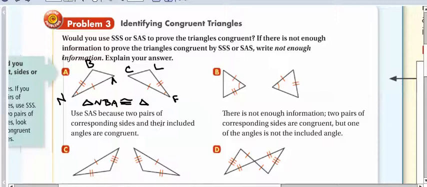Time out. This one started with the N, didn't it? Which is at the angle with the mark. This one has to start at the angle with the mark, so it's got to go to F. Now, this goes from N down the side with 2 marks. So this has to go F down the side with 2 marks. So it's got to be F, L, C.